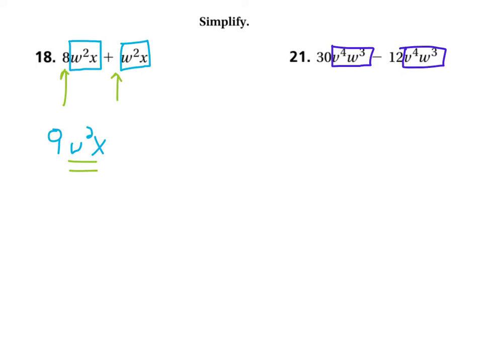So now that we know that we're dealing with the same thing, we can kind of describe it like this. You could kind of think of it like this. 30 apples minus 12 apples. What's 30 minus 12? 30 minus 12 is 18. And what are they? They are apples, or in this case more specifically, they are v to the 4th w cubed. That's the thing that they are, and the coefficients tell you how many of them you've got.